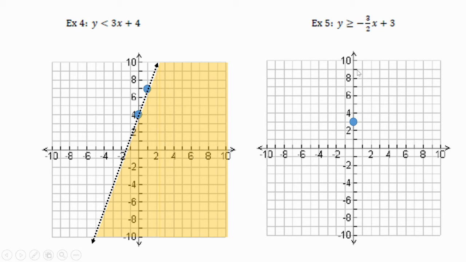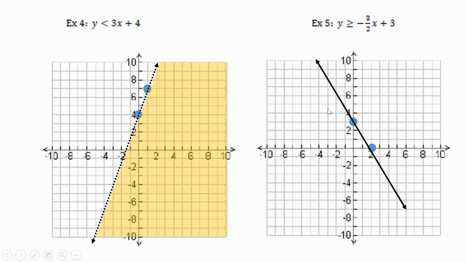If you put it on top, you would go down 3 and to the right 2. If you put it on bottom, you would go up 3 and to the left 2. In this case, I went down 3 and to the right 2. When I look at my symbol, I have greater than or equal to. That means it's going to be a solid line. And greater than means to shade above.